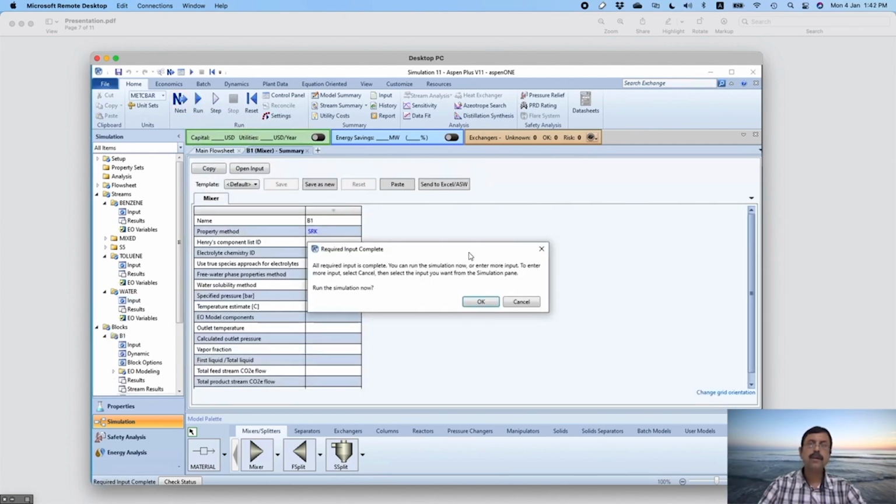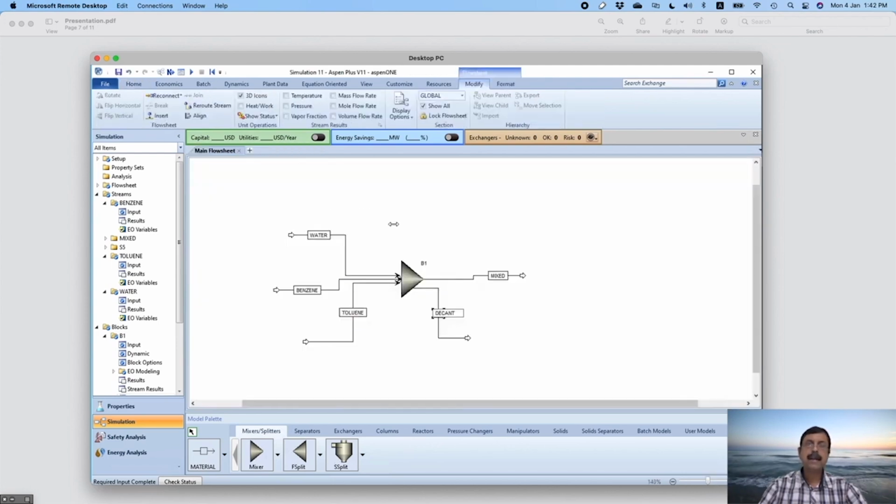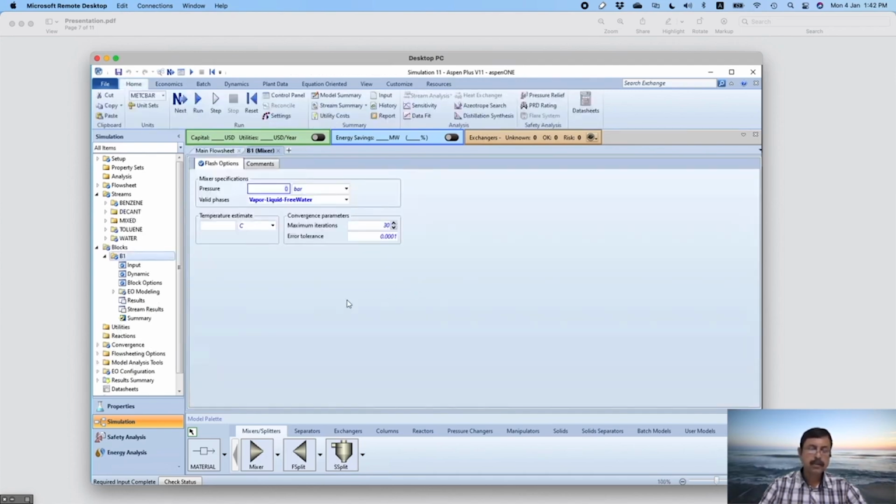Now it is asking for simulation. Let us go and check what options are available for the B1 mixer. Although everything is done, the model equations are well balanced now, so it is ready to run the simulation. But let us see if anything can be added as a value in B1. Here it is already showing vapor, liquid and free water. So 3 phases are here. We do not have to change anything, just simply run.